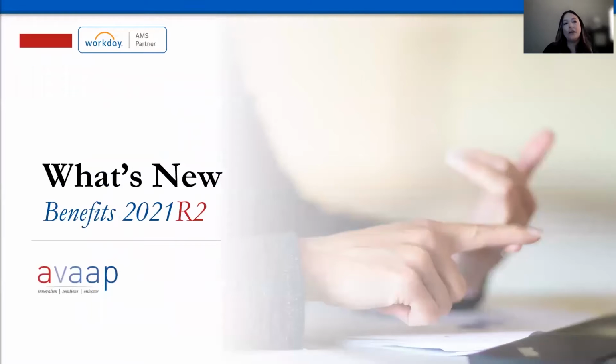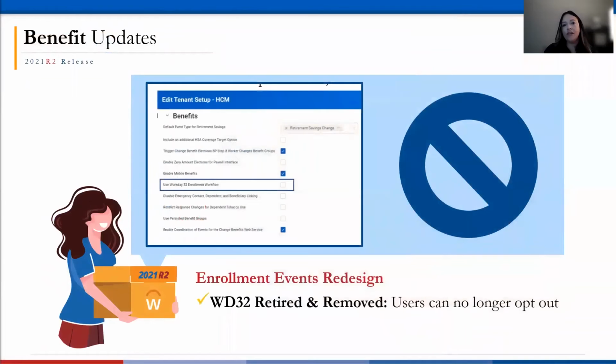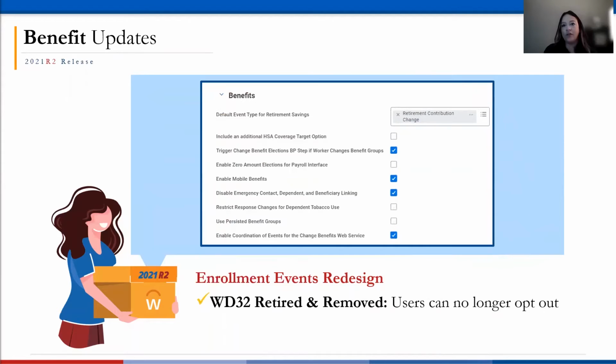All right, now we're going to review what's new for Benefits 2021 R2 release. The biggest change this year was that Workday retired and removed the enrollment event design for Workday 32. So now everyone is required to be on the new user interface. And if you go into your edit tenant setup, you can see that the option to use WD32 is no longer there.